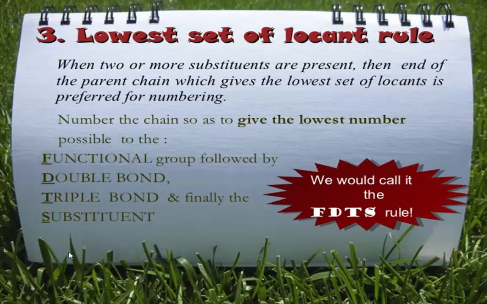Next, lowest set of locants rule or lowest sum rule. Students, remember, if the organic compound contains more than one substituent group, then the sum of the locants should be minimum. What is a locant? Remember, it is the number of the carbon atom which has the substituent group.